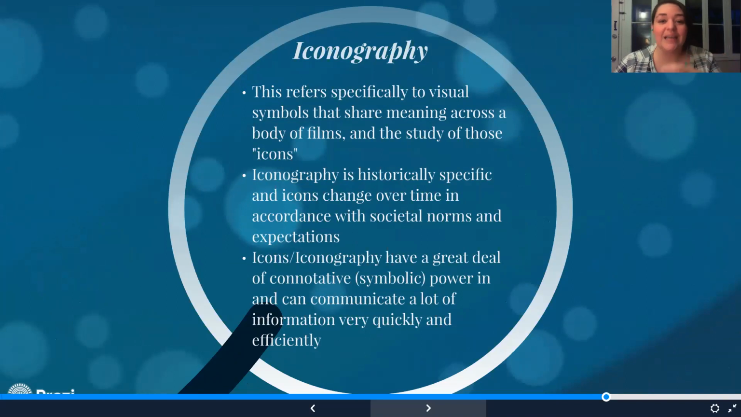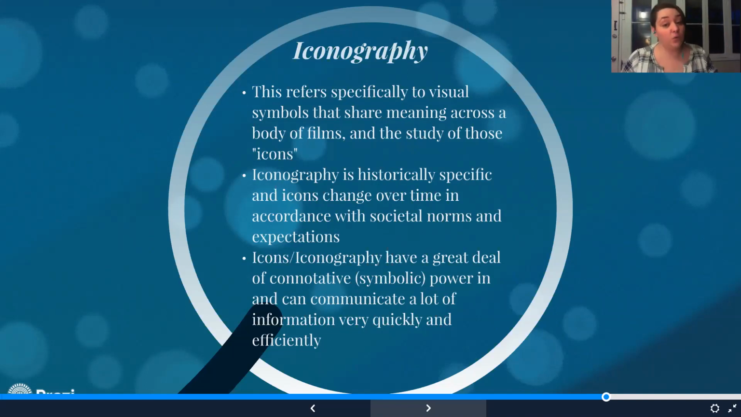Now, iconography is kind of like a convention, but it specifically refers to visual symbols only. So if conventions are the unwritten rules about story, about character, about plot, about cause and effect, iconography are the unwritten rules about what a film looks like. So, visual symbols that share meaning across a group of films. The study of those icons is called iconography. Something is iconic if you can recognize it and you can connect it to its type, right? So iconography is the study of icons that make sense and share meaning across multiple films.